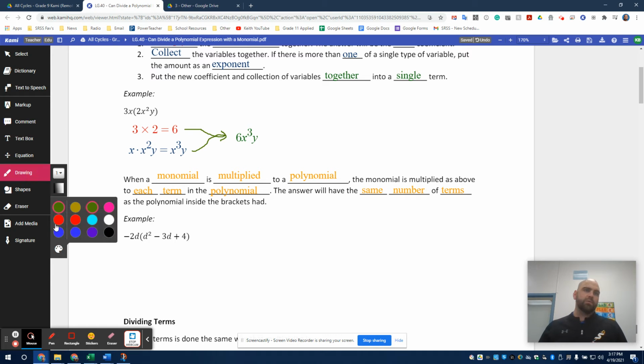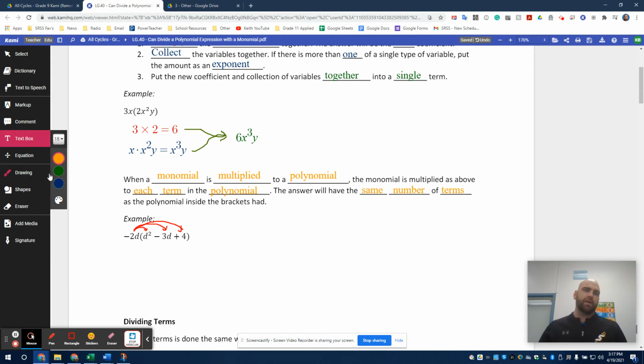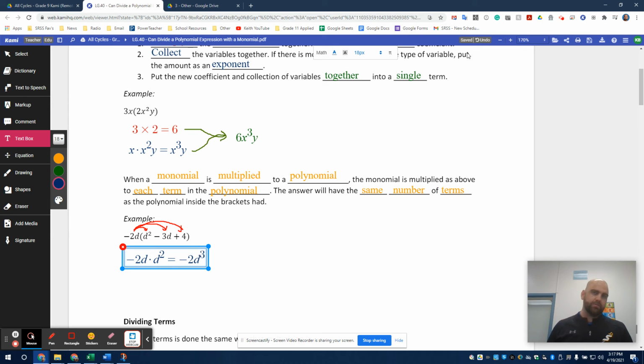When we do this, we're going to take this negative 2d and multiply it to the d squared, to the negative 3d, and to the 4. So we multiply it 3 times, and I'm going to do each of those on its own. First, negative 2d times d squared. Negative 2 times 1 is negative 2, and d times d squared is d cubed.